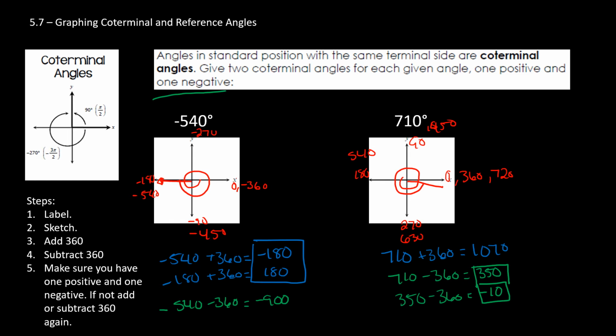You're adding or subtracting 360 until you have equivalent angle indicators, one positive, one negative. Okay? And those are coterminal angles. I'm sorry, just coterminal angles.